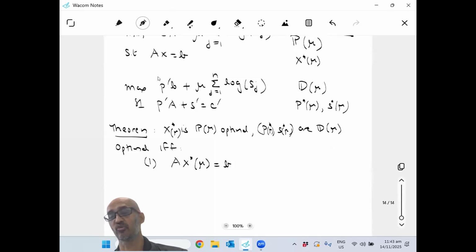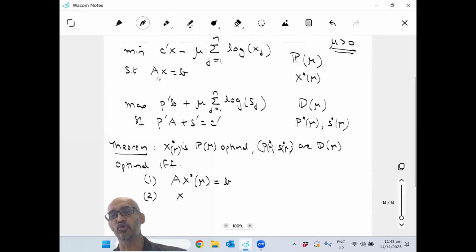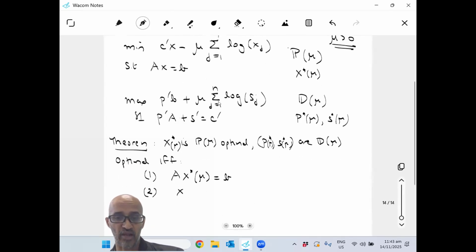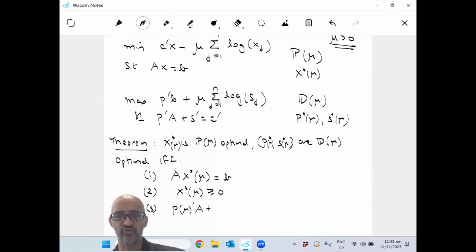So one, primal feasibility. Two, x star has to be non-negative. The minus log of x will force it never to become negative or zero. So x star of mu will always be non-negative. In fact, it will be strictly positive for all positive mu. Three, p of mu transpose A plus s of mu transpose is equal to c transpose. Four, s of mu is non-negative.